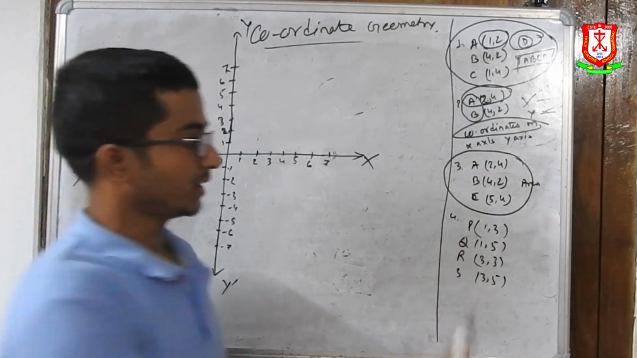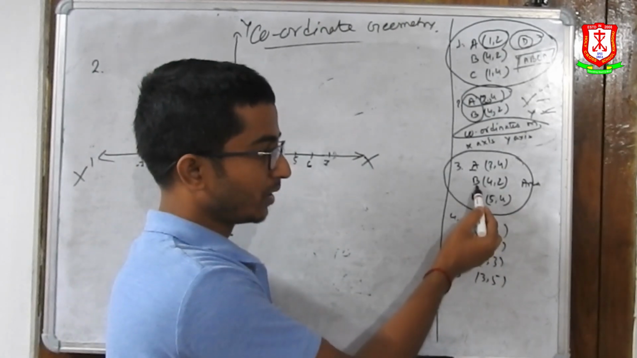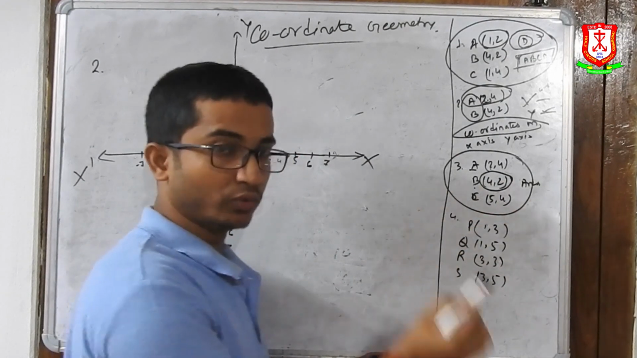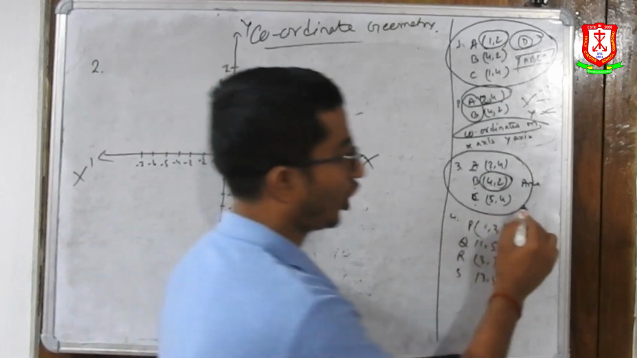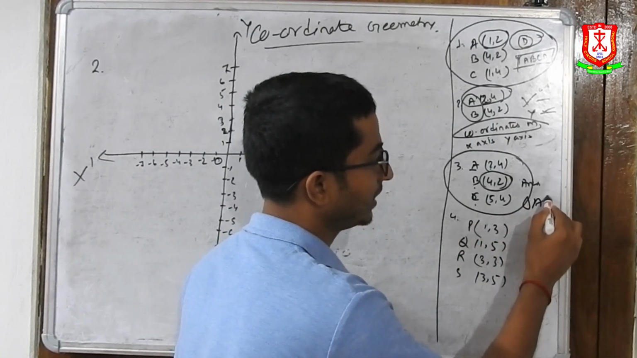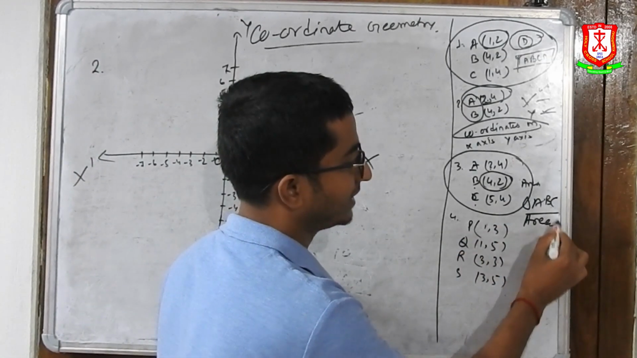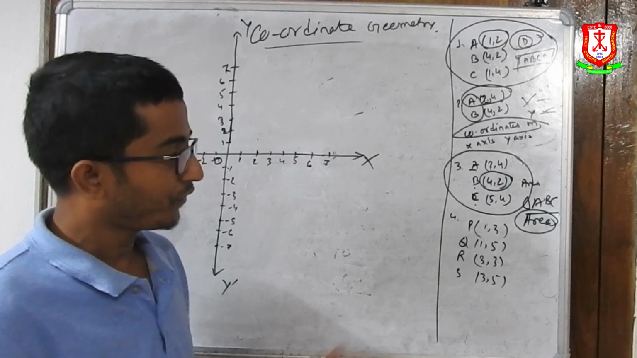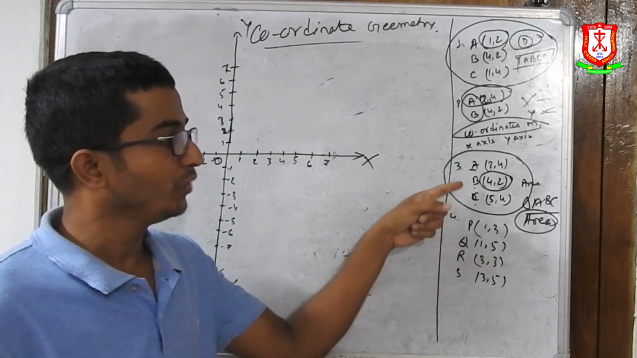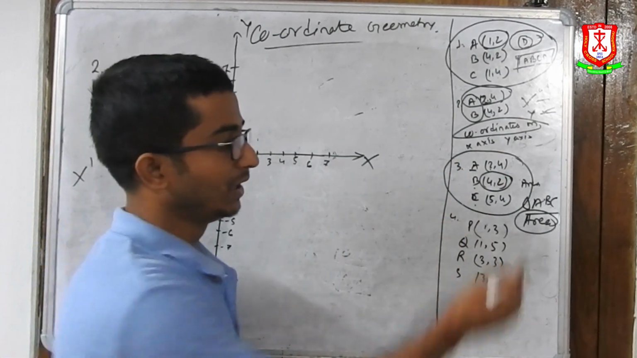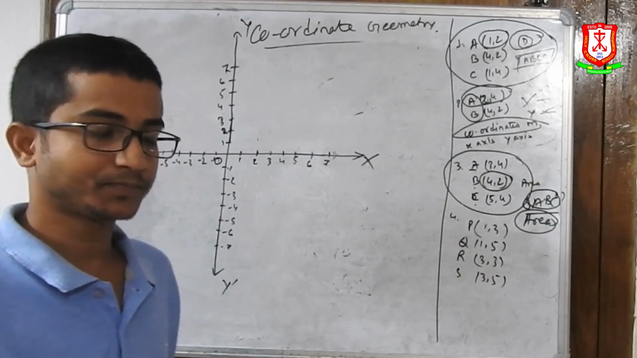Another example. If we see, what is given? Plot the point A, whose coordinate is (2, 4), B, whose coordinate is (4, 2), C, whose coordinate is (5, 4). And we have to show that this is a triangle ABC, and also we have to find the area of the triangle. At first we have to plot these points A, B, C on the Cartesian plane. After plotting, we join these points, show that ABC is a triangle, and find its area.